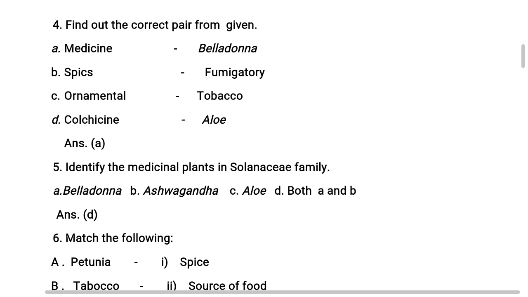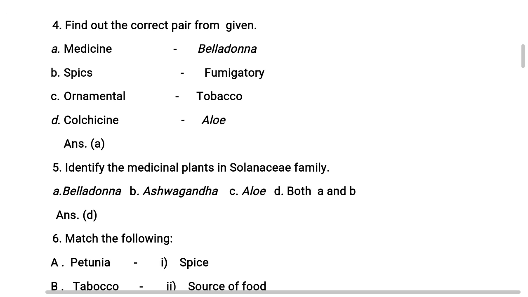So let's see first option, medicine, belladonna. B, spices, fumigatory. C, ornamental, tobacco. D, colchicine, aloe. So from the given options, the correct pair is option A, medicine, belladonna. Rest all three options are not correct pairs. Understood? We'll explain how come it is.